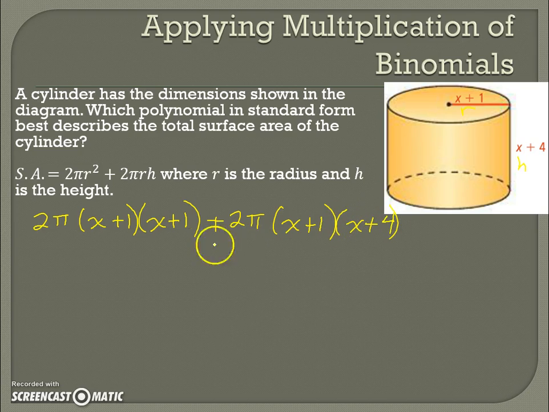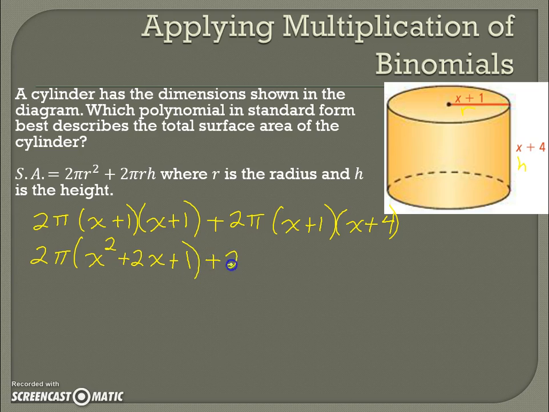From here, I'm going to multiply these things. I'm going to just leave these 2 pi's out here in the front. So I'm going to multiply. I'll use FOIL on this. So I have 2 pi times, let's see, that's x squared. And then x times 1 is 1x. X times 1 is 1x. So that's going to be plus 2x, which, by the way, this is a special case. We'll look at those in the next chapter. And then 1 times 1 is 1.